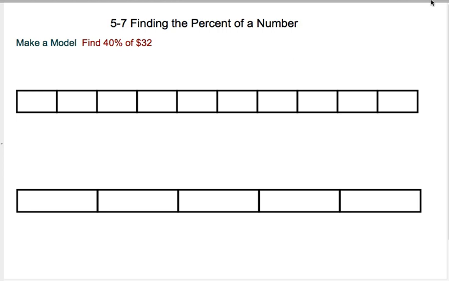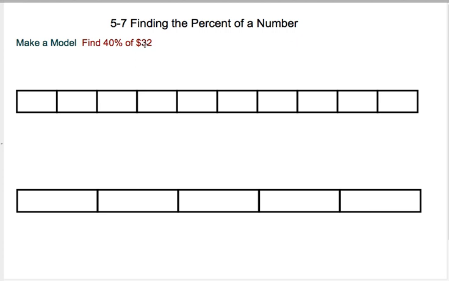Hello, in this video I'll be talking about finding the percent of a number. This has many applications, such as buying things that are on sale for a certain percentage off, figuring out who's going to vote for certain presidential candidates, or what percent of the time a quarterback completes a pass. So there's plenty of applications for this. So let's say we were going to find 40% of $32.